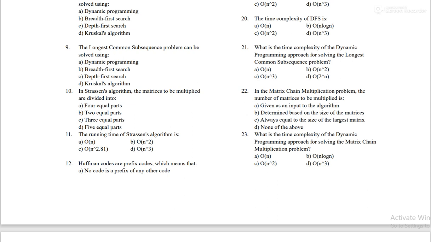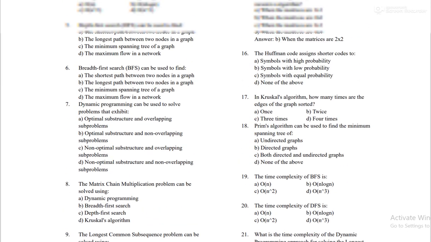Question number 12. Huffman codes are prefix codes, which means that no code is a prefix of any other code. Here the correct option is A only, as no code depends on any other part of code. All codes are independent of each other. So here the correct option is option A only. The rest of the options are incorrect.